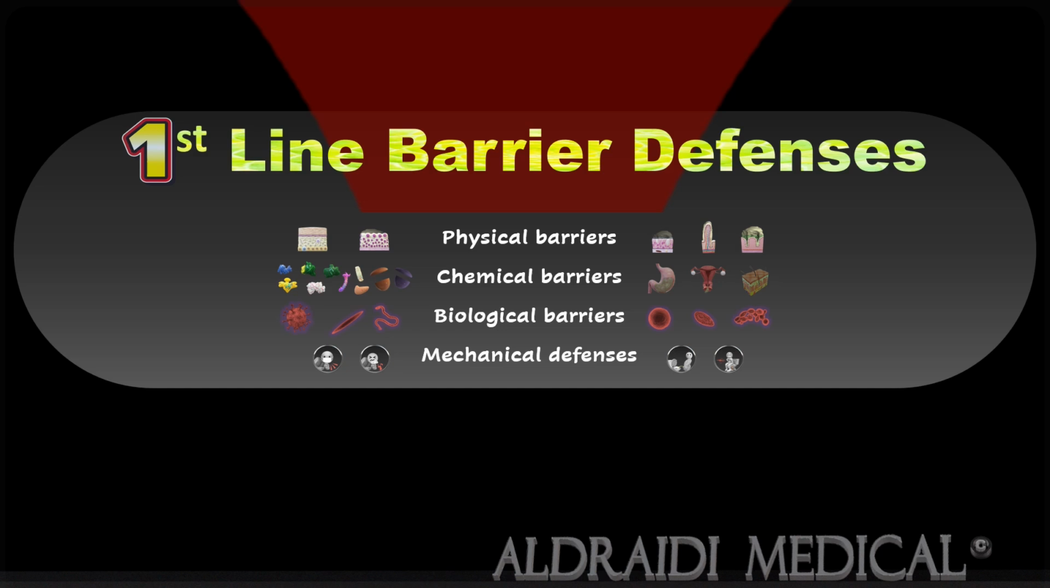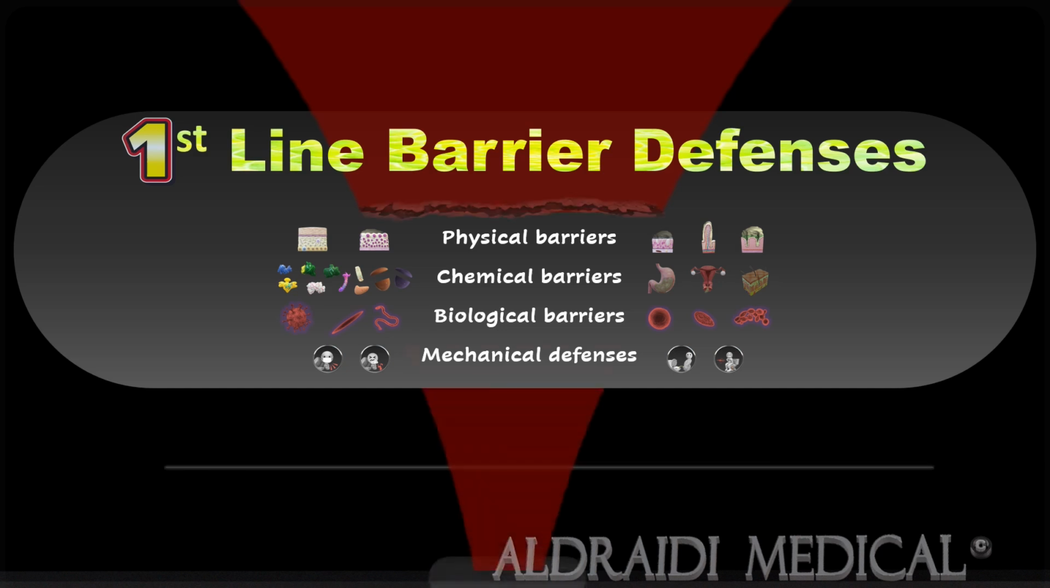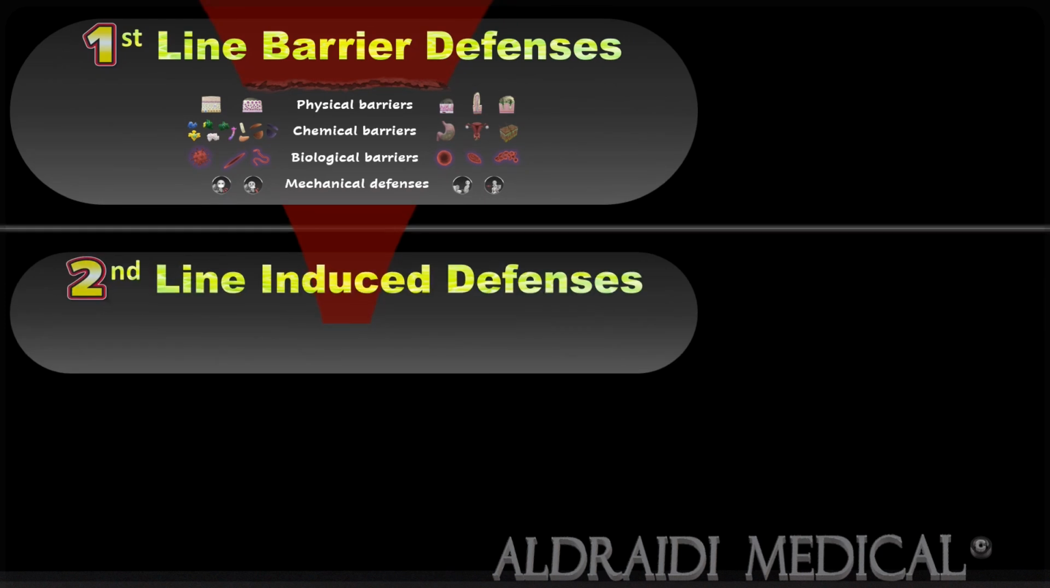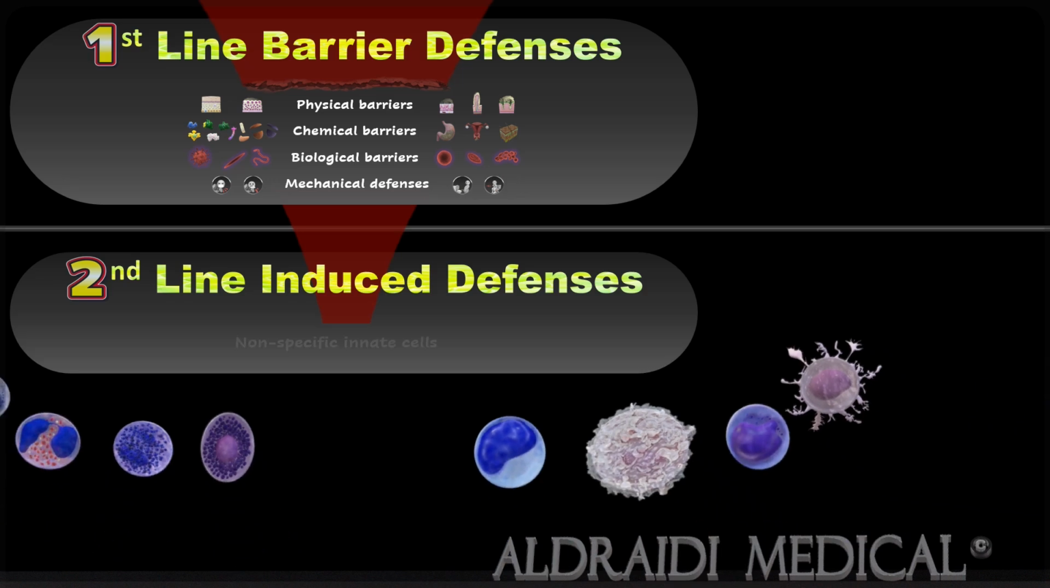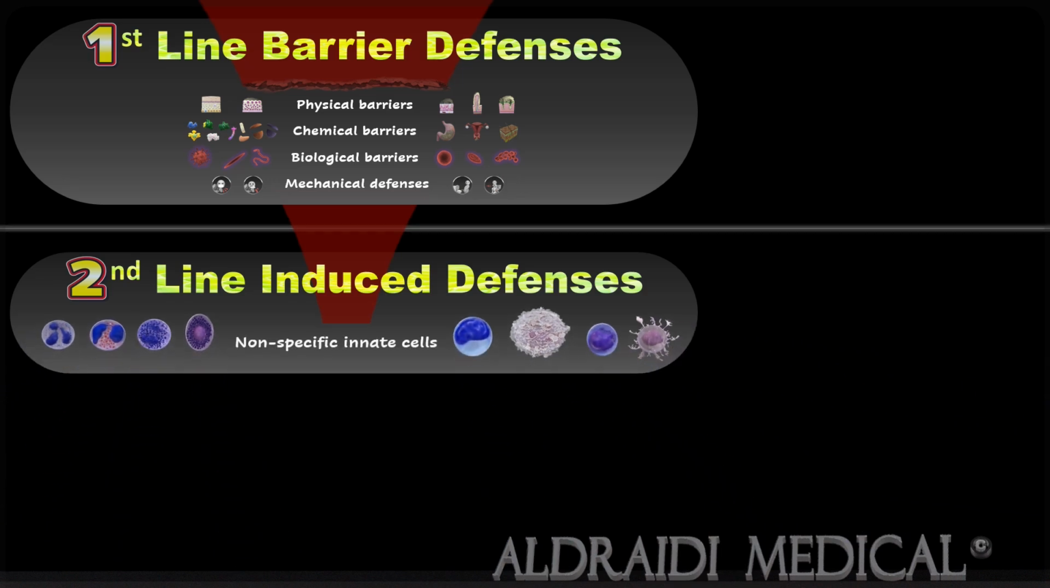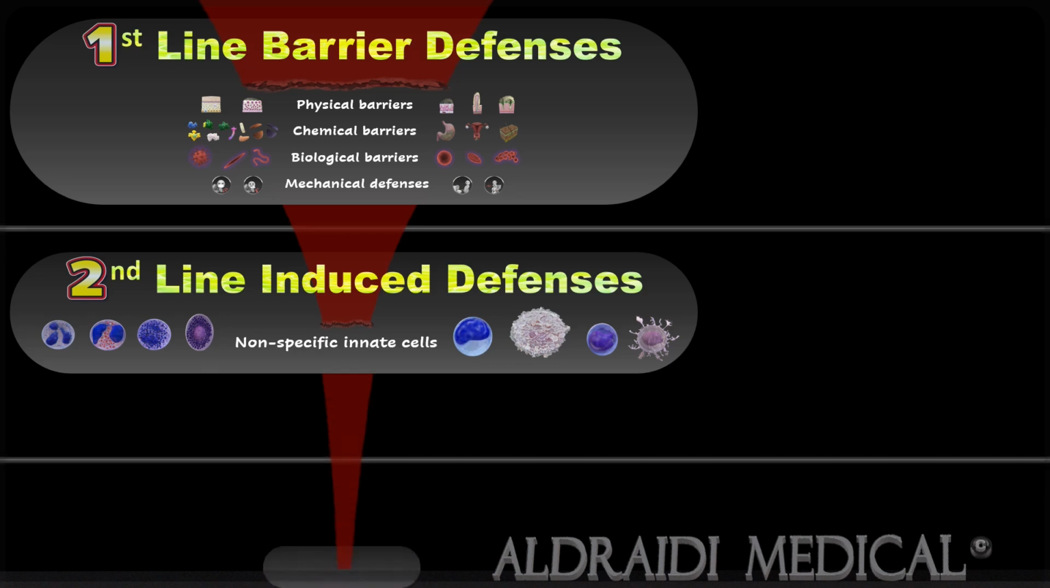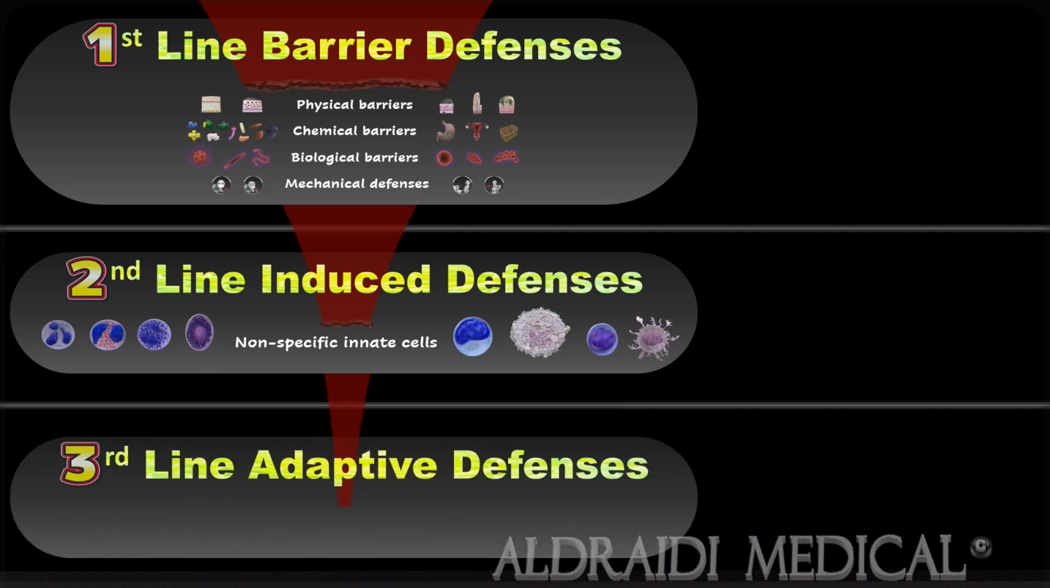Now, if this line of barriers is breached, then the second line induced defenses come into play, and these induced cellular defenses are executed by our innate immune cells that are either present at or underneath the breached epithelium or recruited as a result of that breach. And if the invading pathogen reaches a certain antigen threshold, then the second line defenses will activate the third line adaptive defenses, which consist of various antigen-specific lymphocytes and their products.